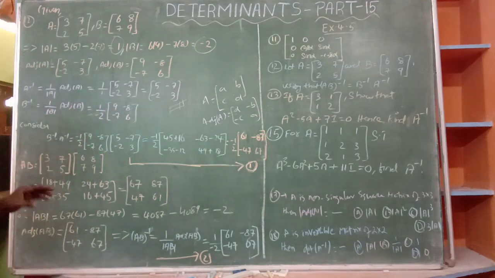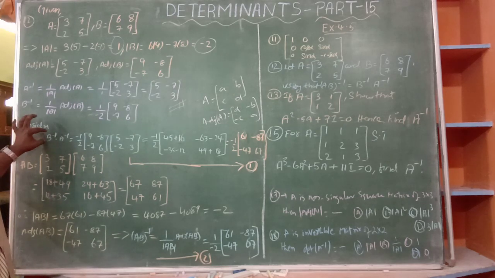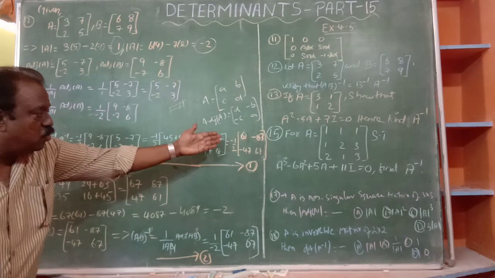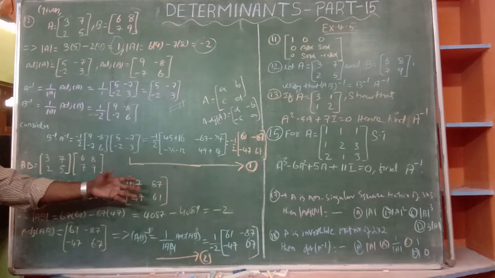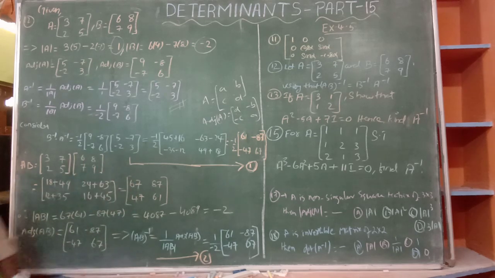Say this is equation 1: B inverse A inverse. Now again, we consider A into B. We find the product AB. It is 67, 87, 47, 61. This is the product AB.